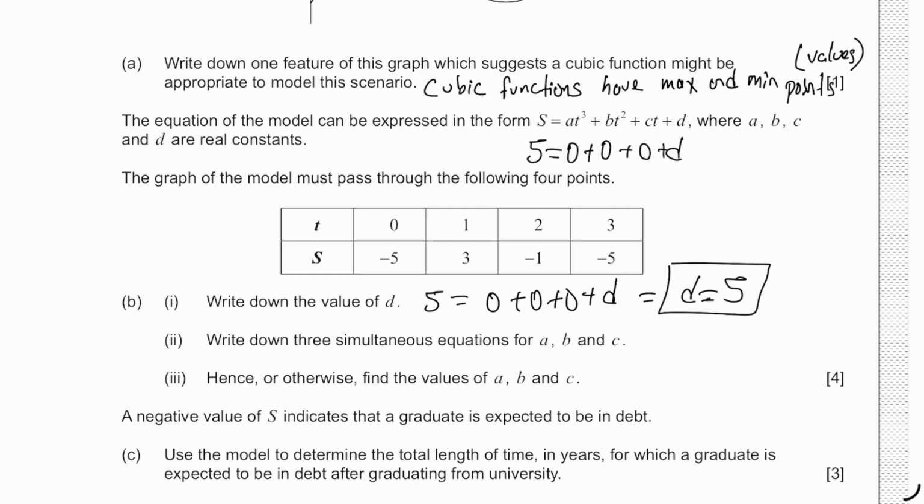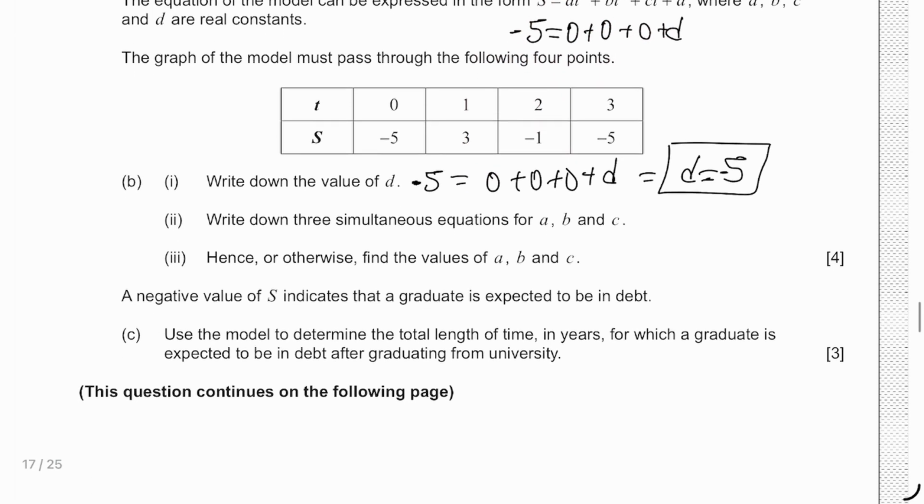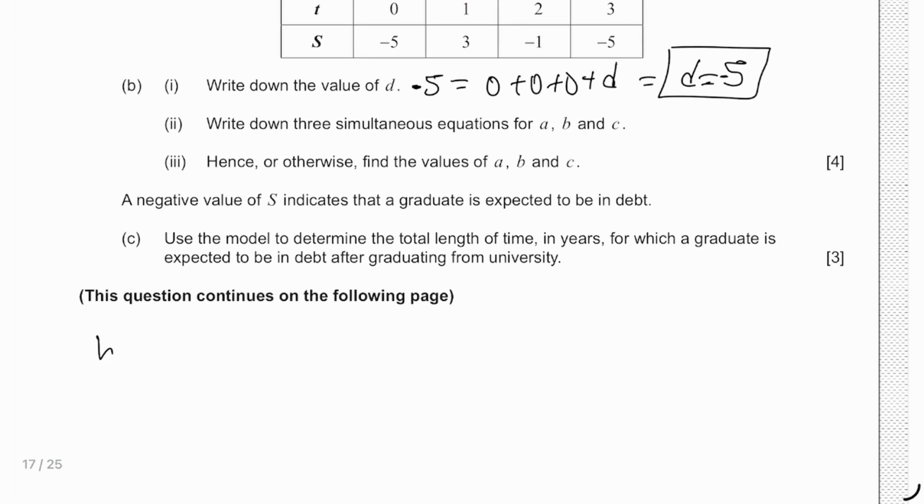Second question, write down the 3 simultaneous equations for A, B, C. So since I know, s is minus 5, right? I made a mistake here. Minus 5 equals this. I just substitute this point here, right? So d equals minus 5 then, right? Write down 3 simultaneous equations. So we need to put these values into the function basically, right? So let's write it down. Part BII.